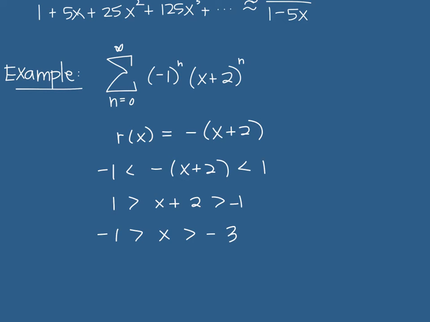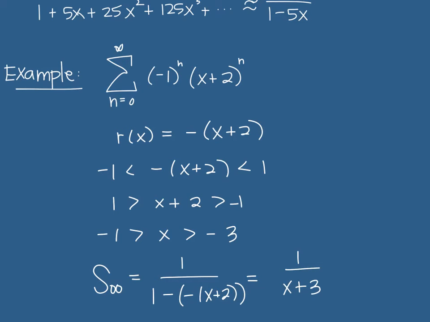What will it converge to? Okay. All right, the first term would be 1, over 1 minus negative quantity x plus 2. We've got a double negative going on there. So 1 over x plus 3. So this series, as long as x behaves within the interval of convergence, will converge to the function 1 over x plus 3.